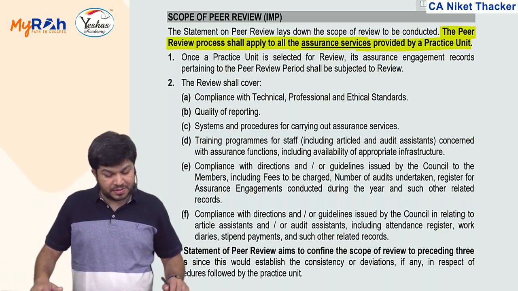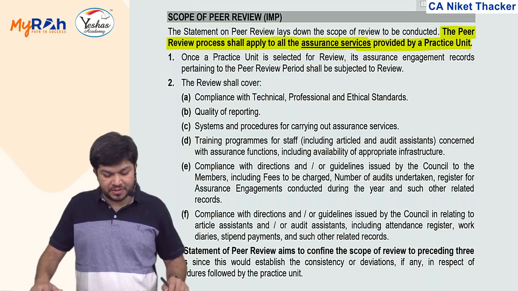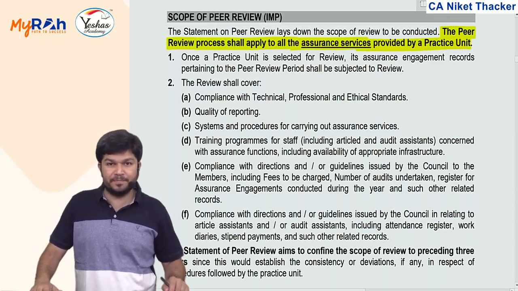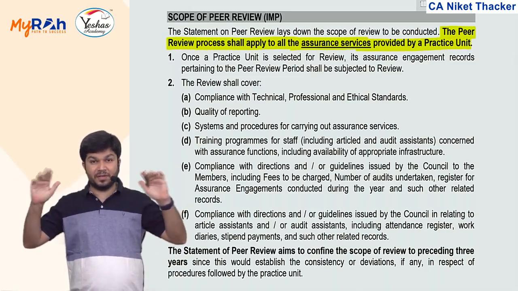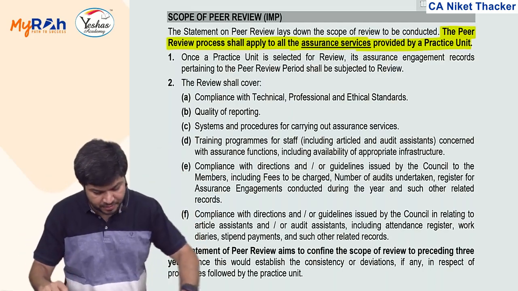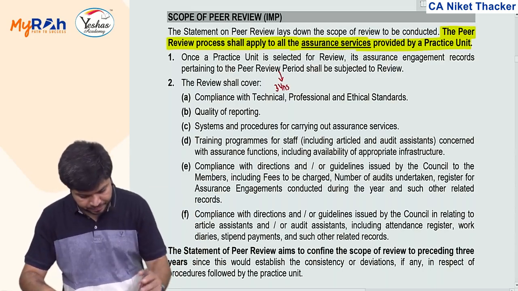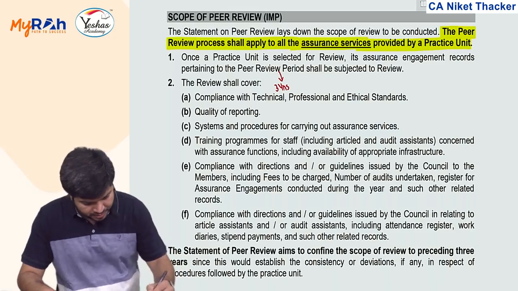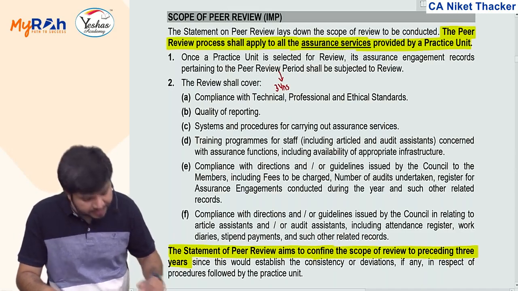So once a PU is selected, its assurance engagement records pertaining to the peer review period shall be subject to review. Your assurance engagement, whichever you have taken, relating to the peer review period. They will review for a period of 3 years. It's given at the end. Here, the statement of peer review aims to confine the scope to the preceding 3 years.